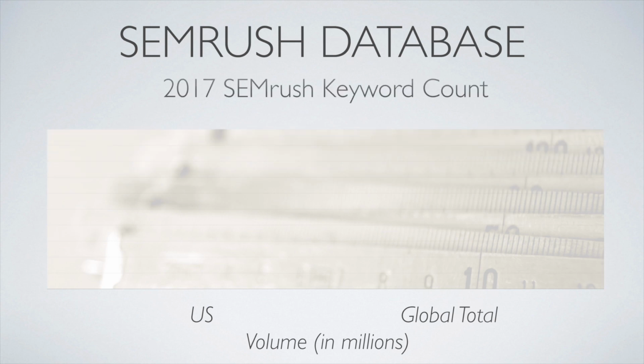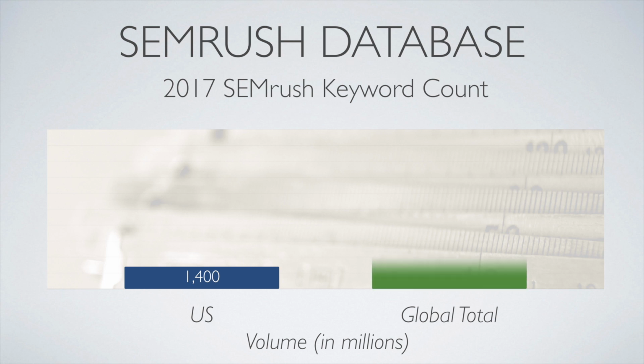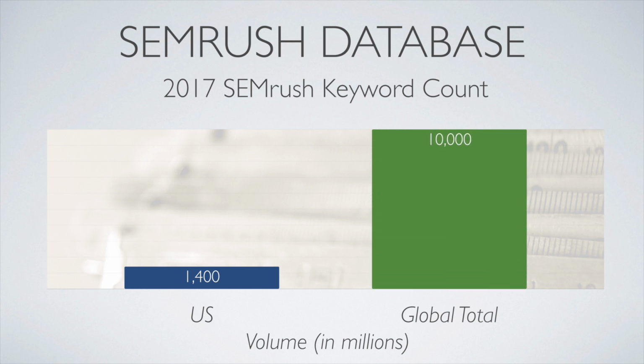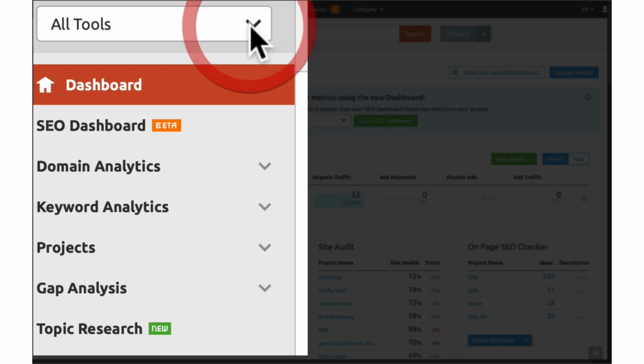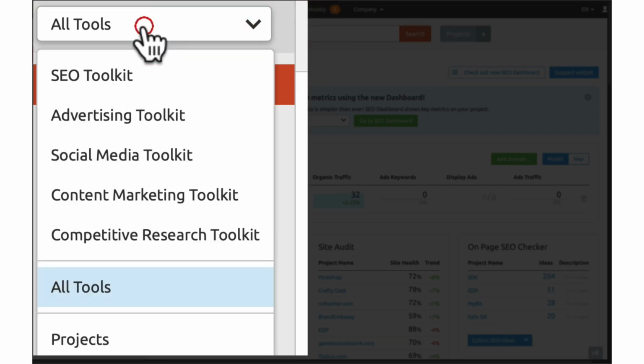In 2017, SEMrush estimated they had over 1.4 billion keywords in their database for the USA alone, and more than 10 billion globally. That statistic alone should tell you the importance of mastering Google's search engine. So let's examine how the Keyword Magic Tool works.